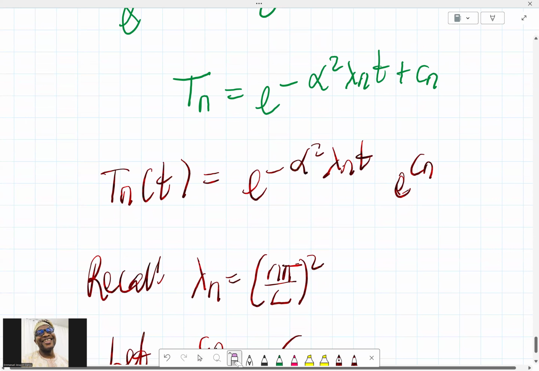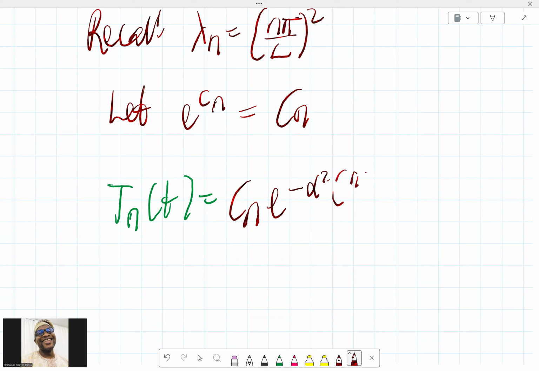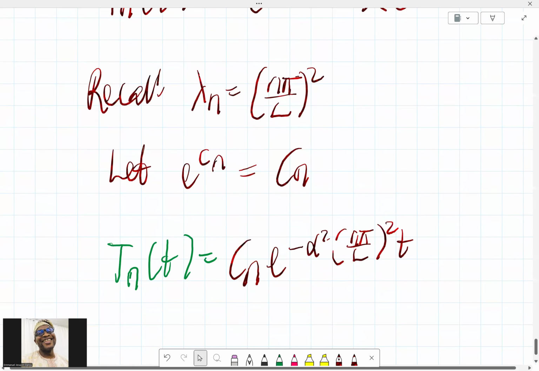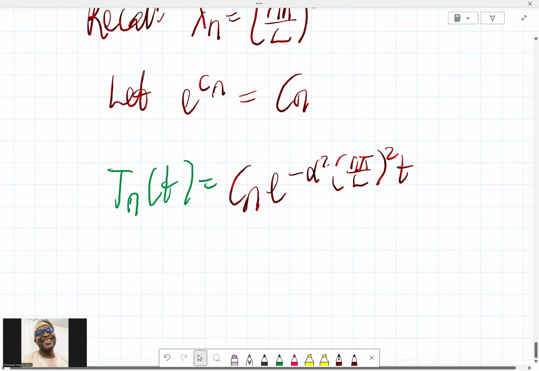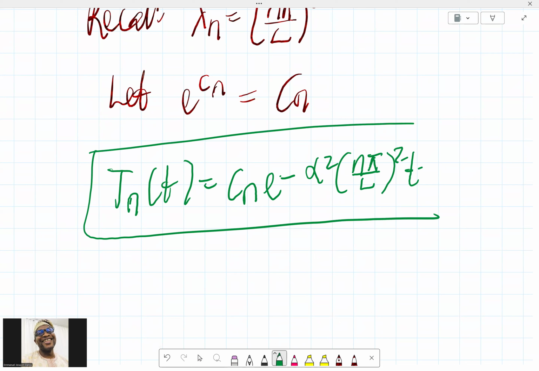This part should be multiplying because we are using indices. So this is multiplication. So that can now be Cn e raised to the power minus alpha squared into n pi over L all squared t, and that is what we have. So this is the time component. So we have got the space and time components now.